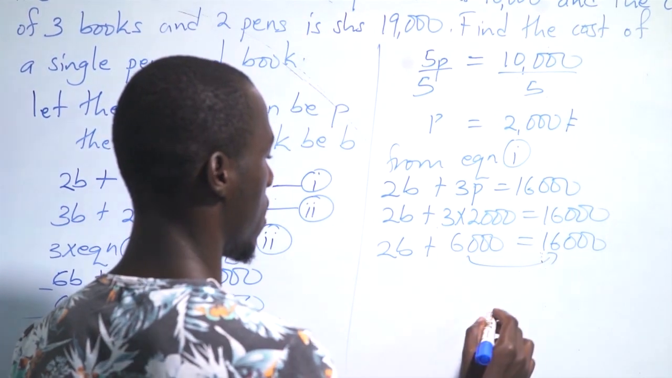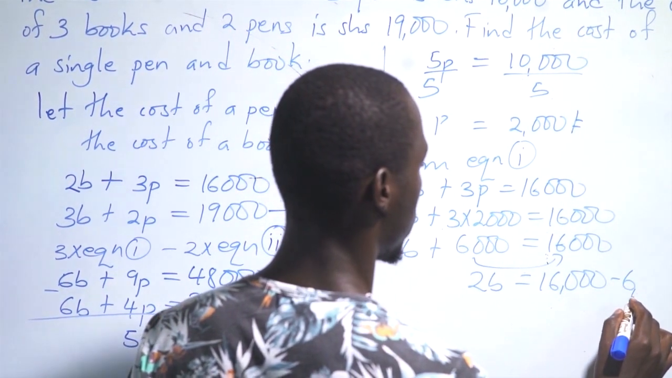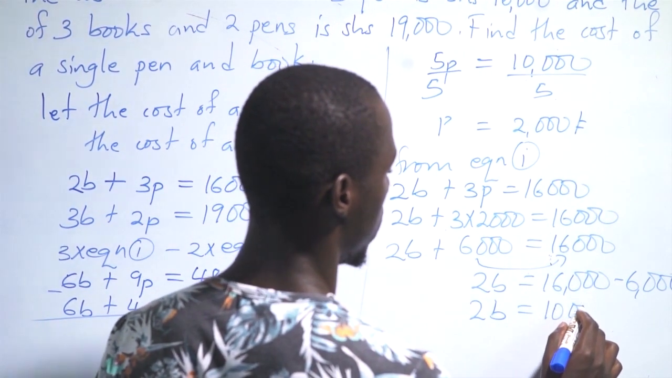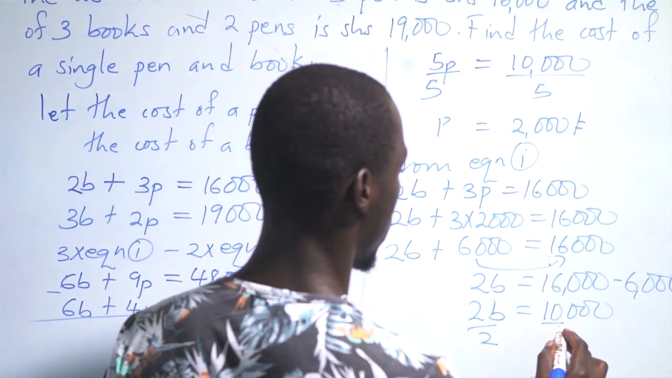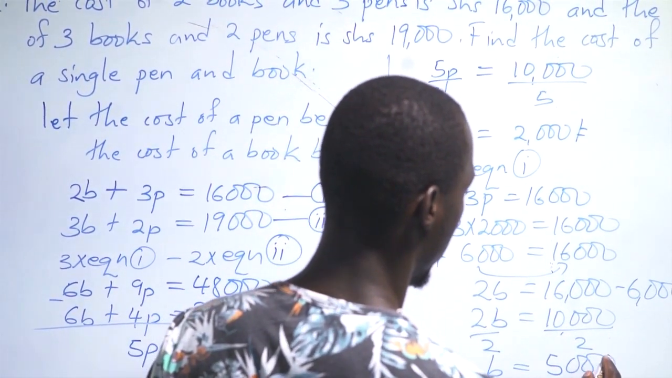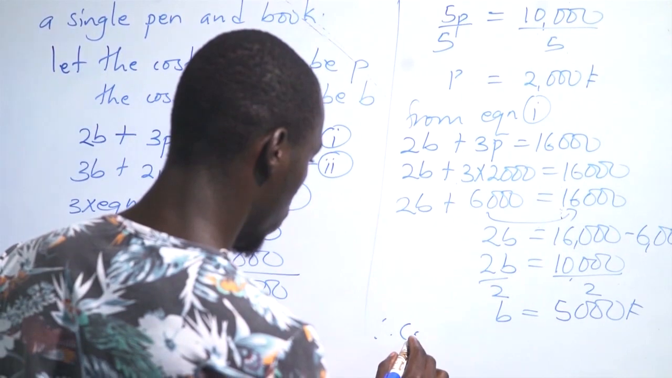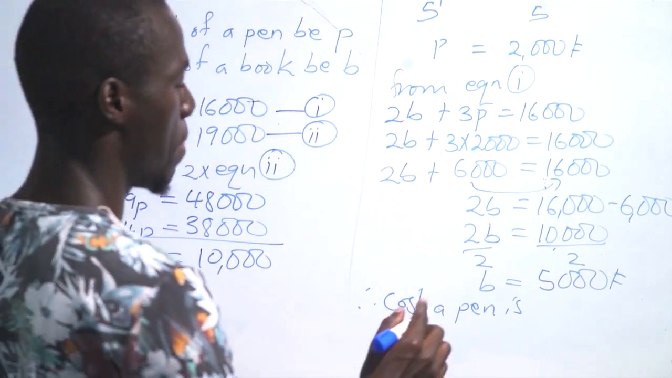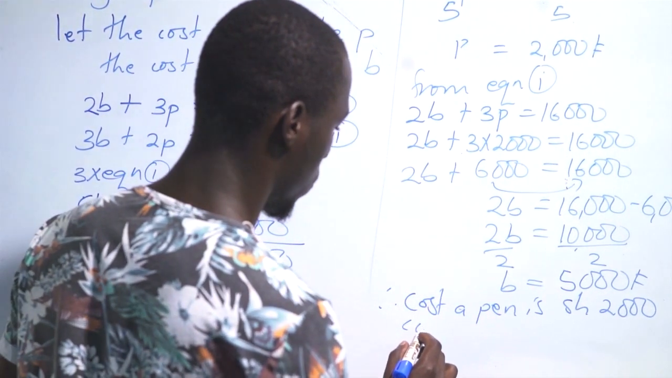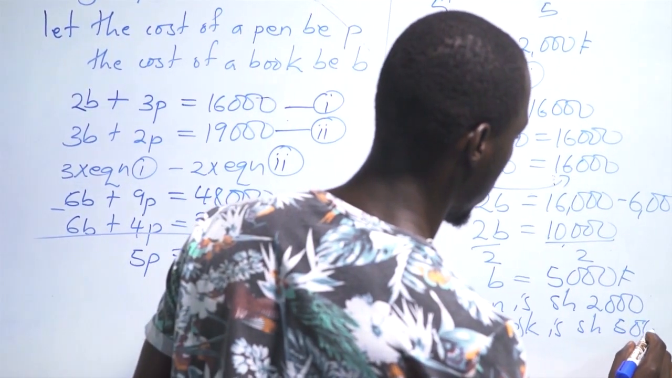I take this one to the other side. 2b is going to be equivalent to 16,000 minus the 6,000. So when I subtract, I'm getting 10,000. Dividing both sides by 2, I get b as 5,000 shillings. Therefore, the cost of the pen is 2,000 shillings, and the cost of the book is 5,000 shillings.